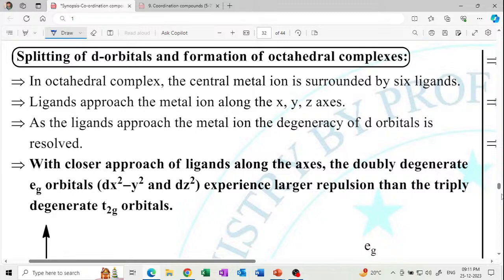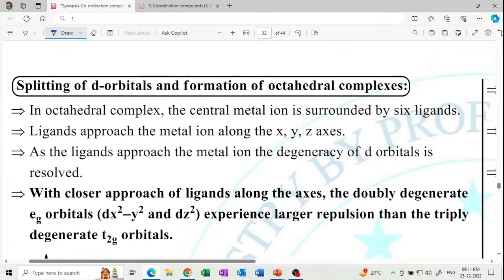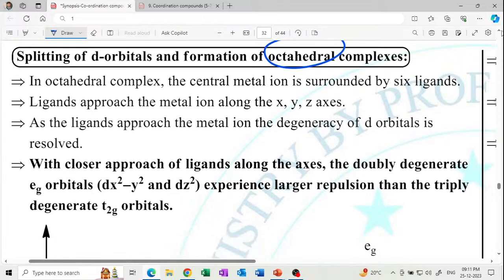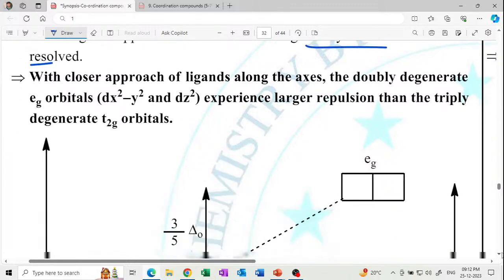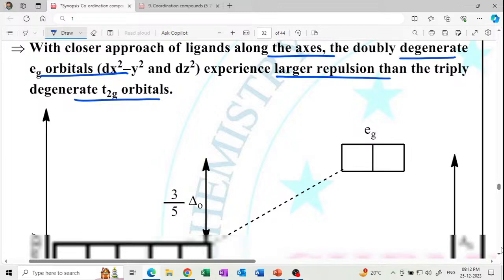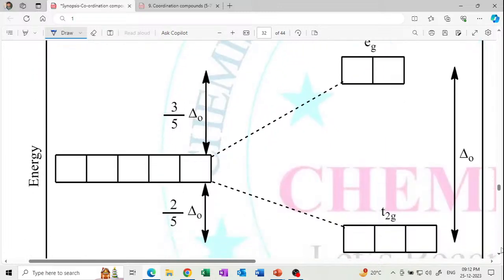Now, splitting of d orbitals in the formation of octahedral complexes. In an octahedral complex the central metal ion is surrounded by 6 ligands. The ligands approach along the x, y, z axes. With the closer approach of the ligands along the axes, the doubly degenerate orbitals experience larger repulsion than the triply degenerate orbitals. So this is the case. Get it?